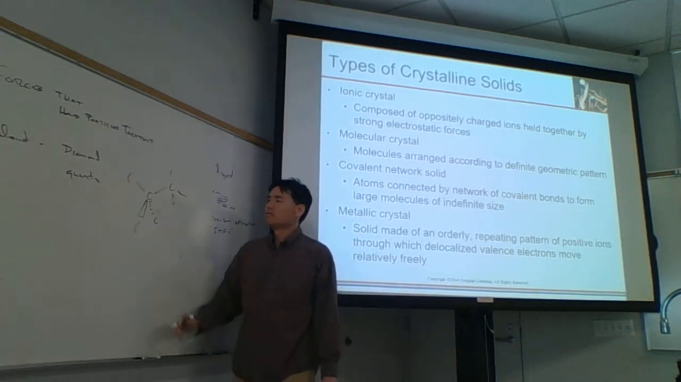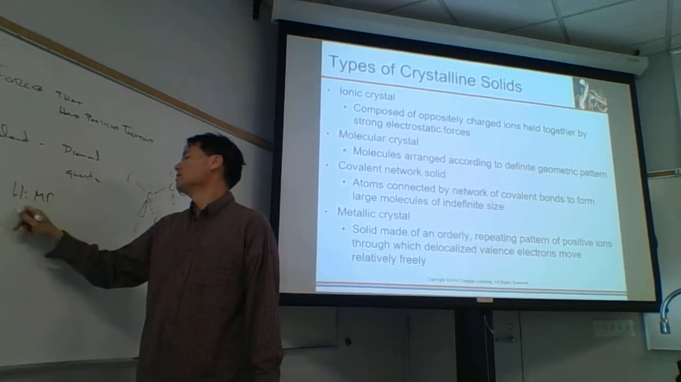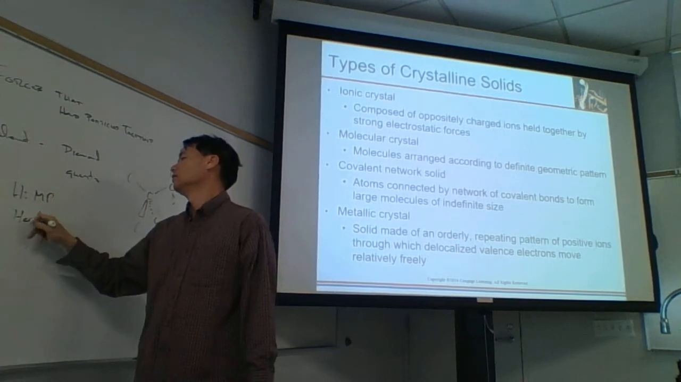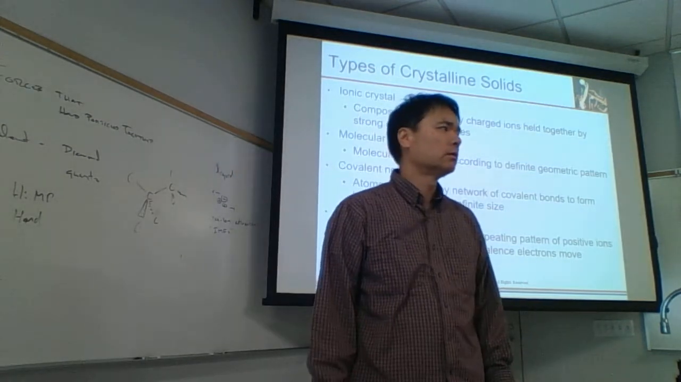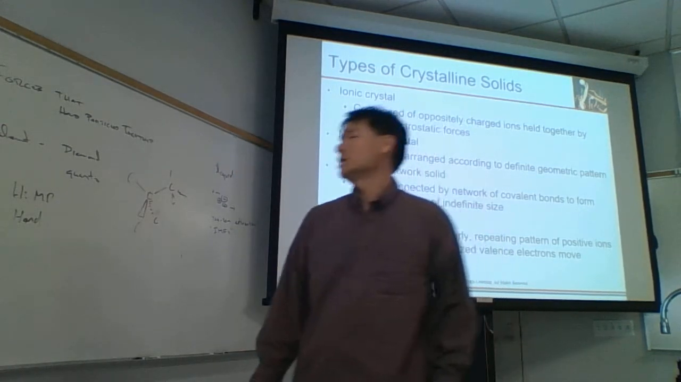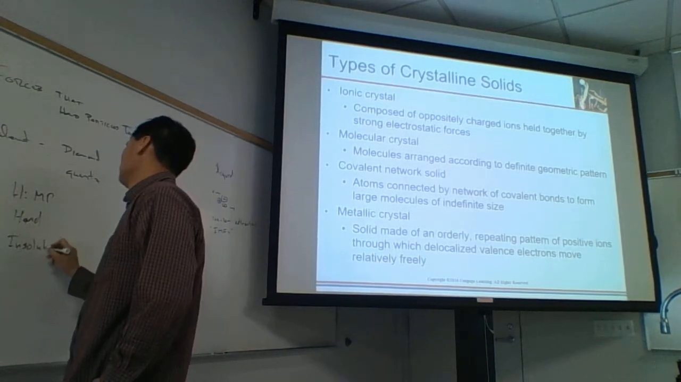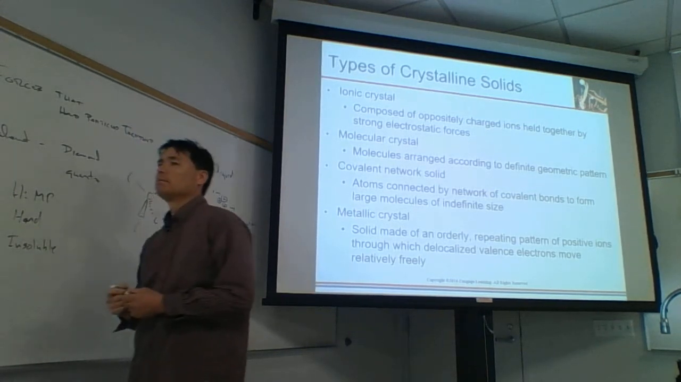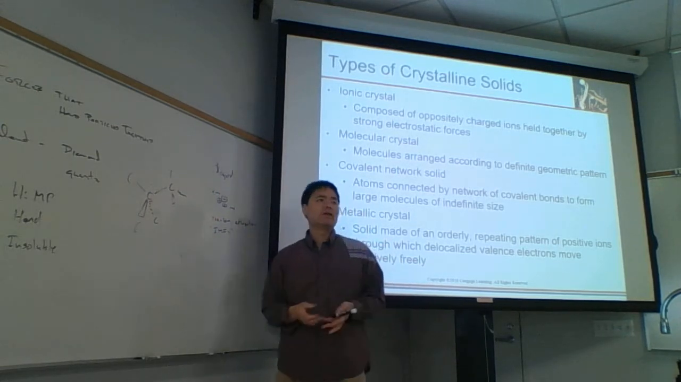And so diamond has a very high melting point, and it's very hard. Are diamond and quartz soluble in water? These tend to be insoluble. If we were to melt diamond, what do we have to break? We have to break all these covalent bonds.